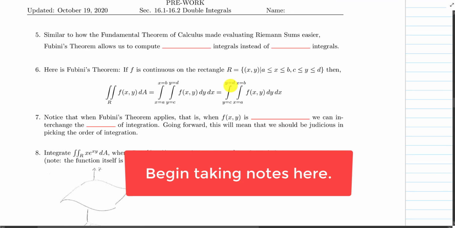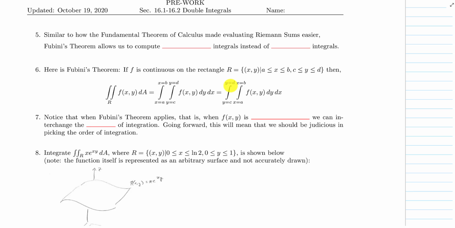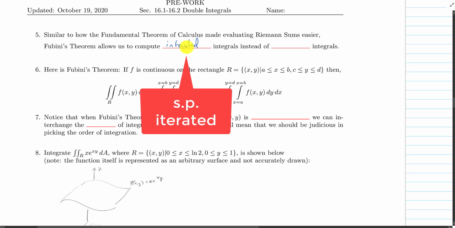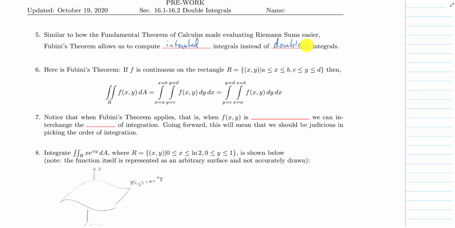Similar to how the fundamental theorem of calculus made evaluating Riemann sums, these infinite Riemann sums, a lot easier, Fubini's theorem allows us to compute iterated integrals, which are far easier to compute, instead of computing double integrals. Okay, so I want you to think of, in one way, Fubini's theorem as being as important in Calc 3 as the fundamental theorem of calculus was in Calc 1.